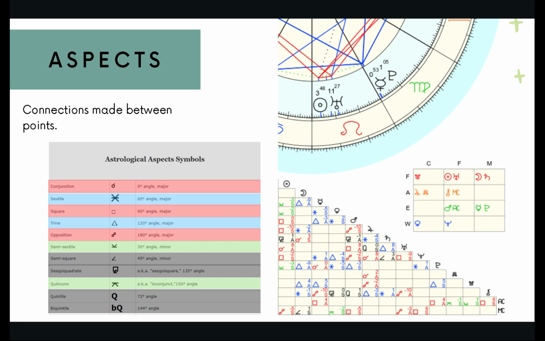Aspects are just the connections made between points. They're degrees. So we've got all of them here. 0 degrees is a conjunction, 60 degrees is a sextile, a square is 90, a trine is 120, an opposition is 180, and then there's more that you can find down here.